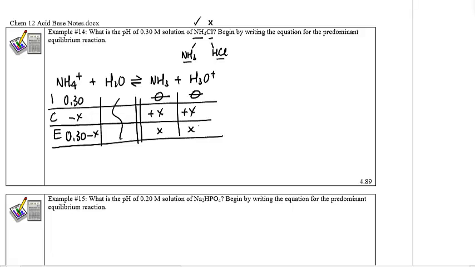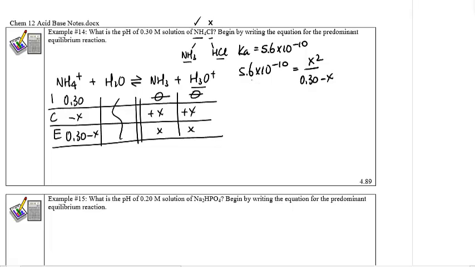Now when we calculate this, the first thing we notice is that it forms an acidic solution, and so we're able to use the Ka. In this case, the Ka of the ammonium ion is 5.6 times 10 to the minus 10. So when we analyze the equation, 5.6 times 10 to the minus 10 is going to equal x squared all over 0.30 minus x.